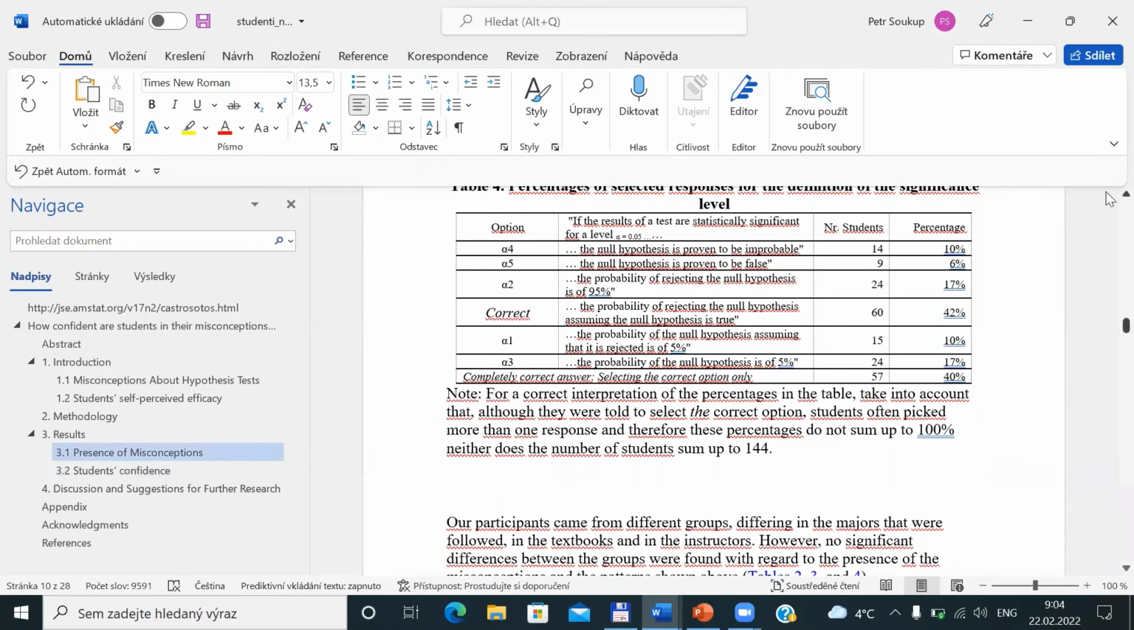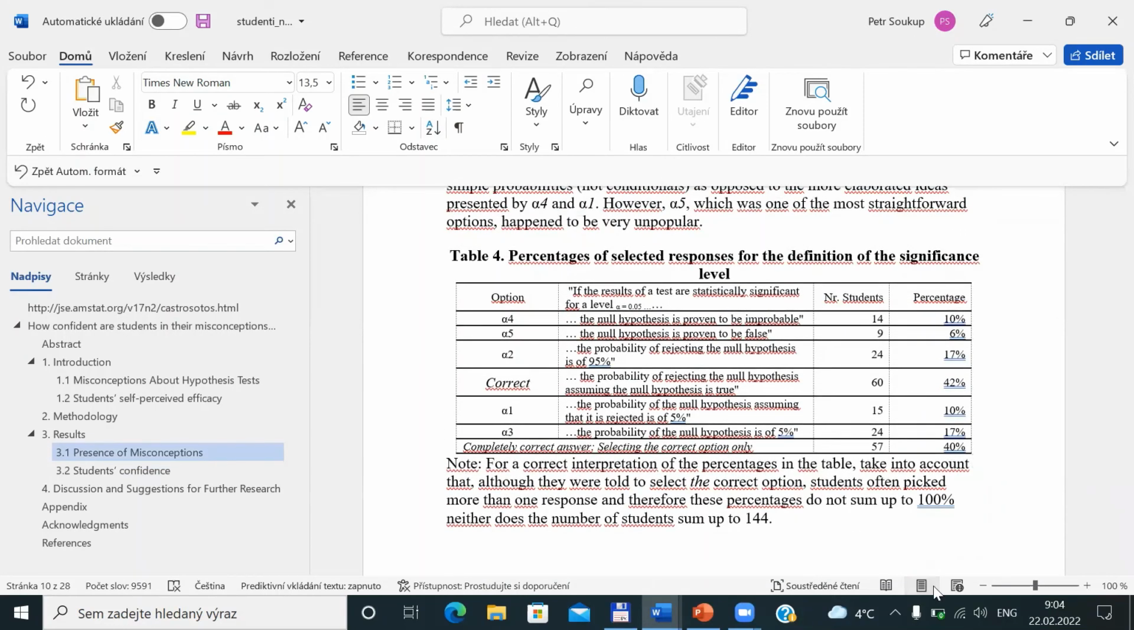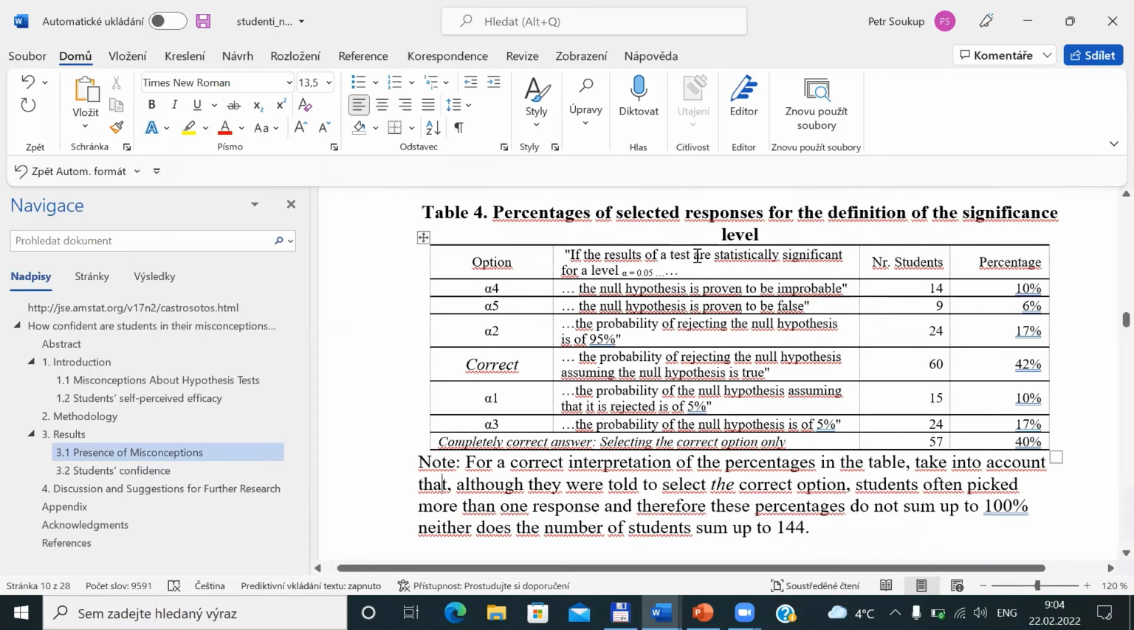Yeah. So here we are, I guess. So this is alpha level. So we'll make it bigger slightly. So here you can see that this statement, the probability of rejecting the null hypothesis, assuming the null being true, is correct. For the sample, I guess these are Spanish students, so approximately 42% correctly assigned this. But you can also find that all distractors have quite big figures, 10, 6, 17, 10, 17, and only 40% selected only this correct answer.